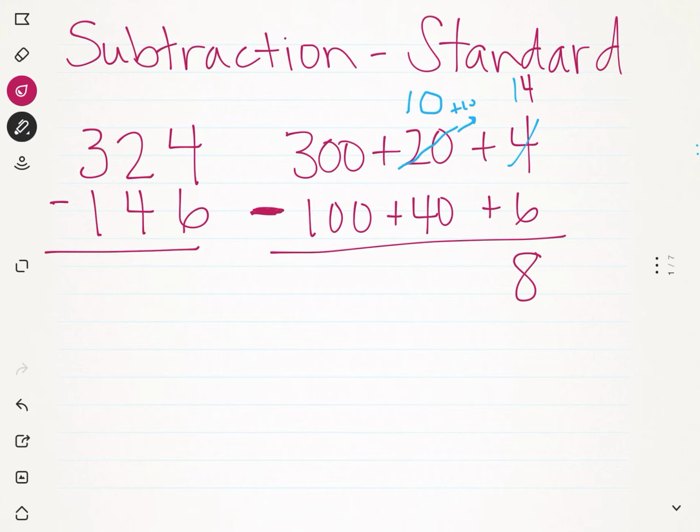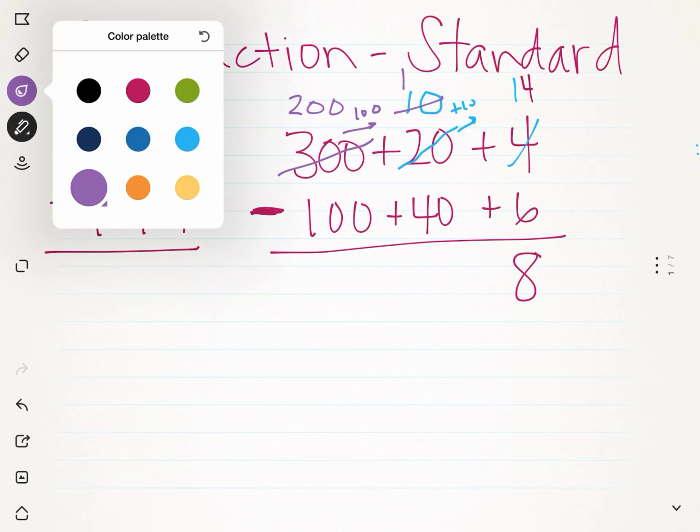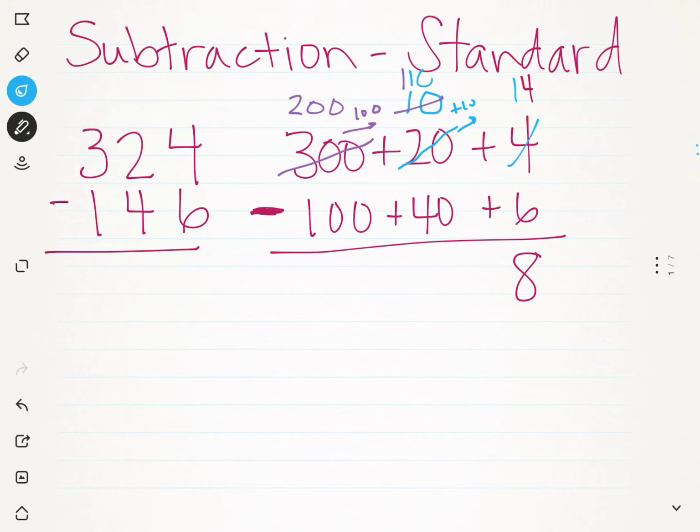So now over here in my tens place, I have 10 minus 40, which again I cannot do because 10 is smaller than 40. So I need to go over to my hundreds place, and my 300 is going to turn into a 200, and now I'm going to give that 100 to my tens, and I'm going to end up with 110. So now I can take 110 minus 40 and I get 70.